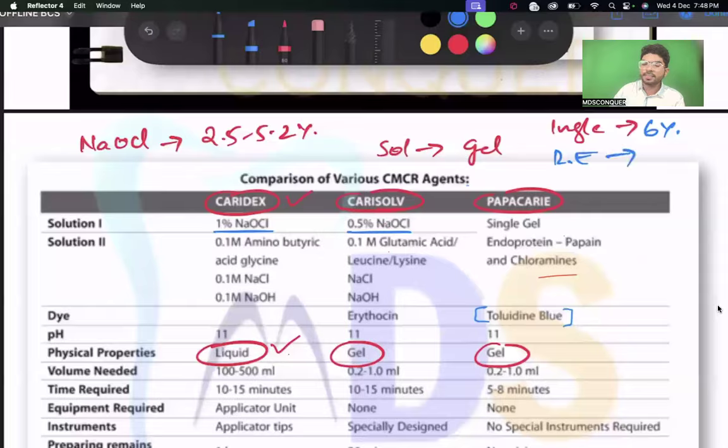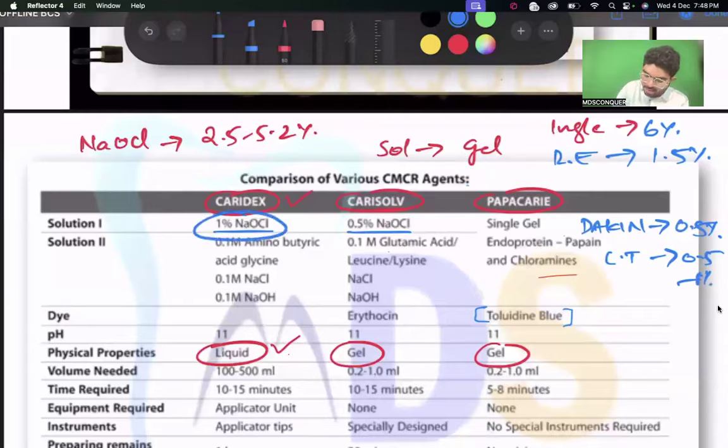Revascularization endodontics: you have to use a lower percentage, 1.5%, because it can kill the periapical stem cells. Dakin's solution is 0.5%. For chemomechanical agents, it ranges from 0.5 to 1%. Again, you see NaOCl questions coming here. So 1% NaOCl is used in the case of Caridex and 0.5% NaOCl is used in Carisol.